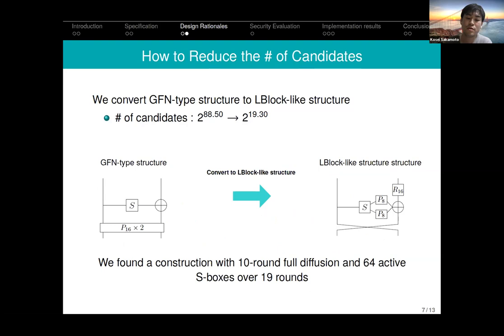To solve this problem, we convert the GFN structure into an LBlock-like structure. Moreover, we limit the 16-branch permutations to two same 8-branch permutations. That is helpful for better hardware implementation. By this conversion, we can reduce the number of candidates to about 2 to the power 19. Then we find a construction with 10-round full diffusion and 64 active S-boxes over 19 rounds.